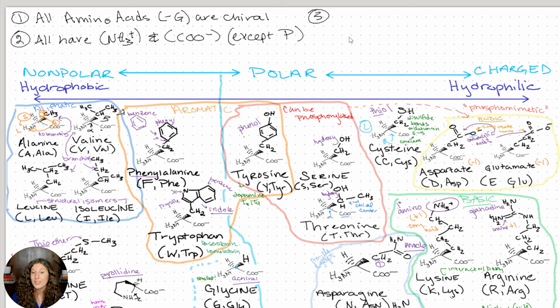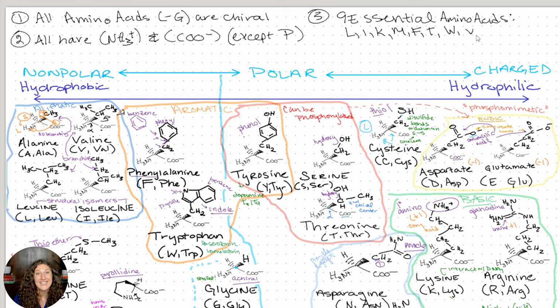Our third thing is that some of our amino acids we can't make in our body. In other words, they're essential in our diets. We need to consume them in order to use them for proteins. Those 9 essential amino acids are leucine, isoleucine, lysine, methionine, phenylalanine, threonine, tryptophan, valine, and histidine. Again, because histidine is extra special all the time, histidine can be produced by some adults, but it's still considered essential. The other 11 are all considered non-essential.